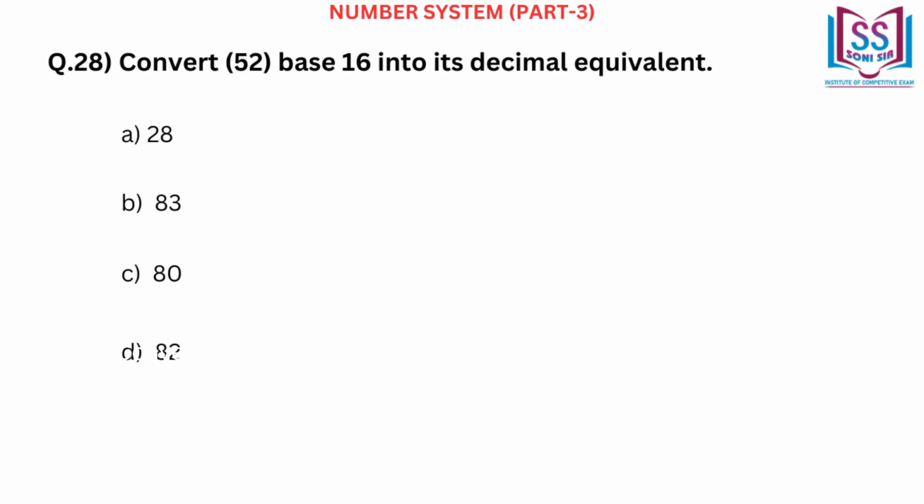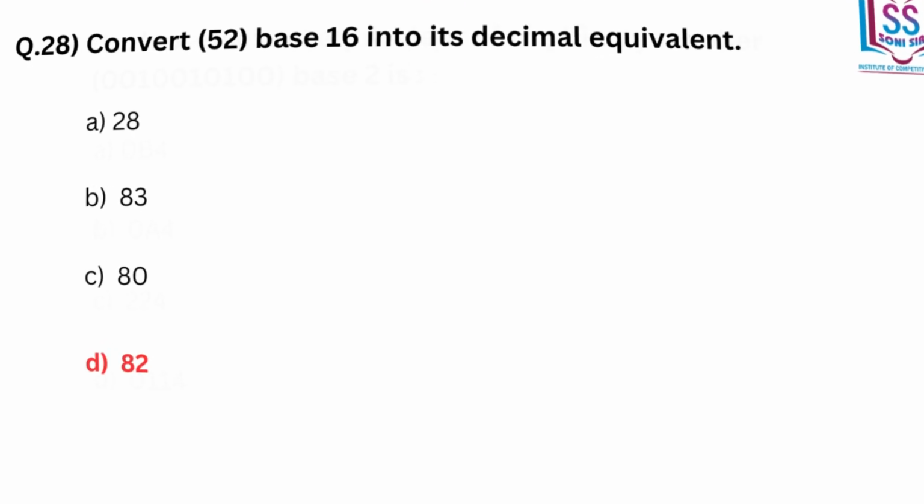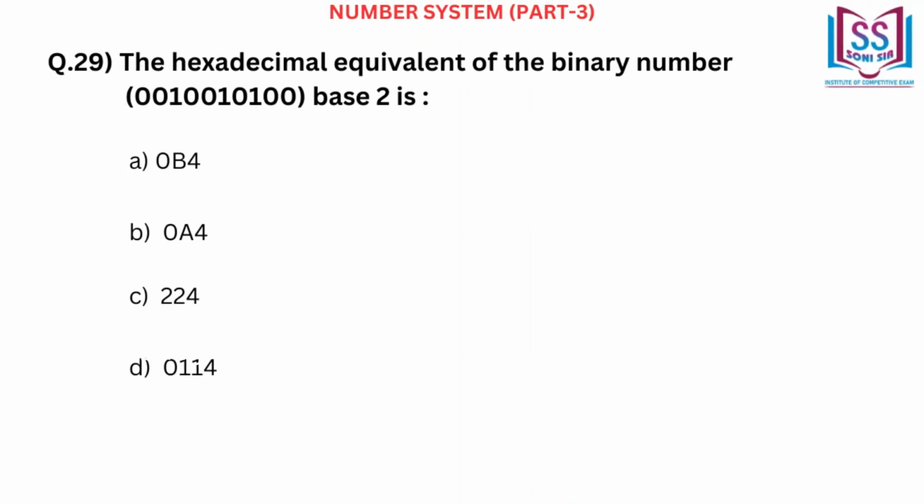Convert 52 base 16 into its decimal equivalent. A 28, B 83, C 80, D 82. Correct answer D 82. The hexadecimal equivalent of the binary number 0010010100 base 2 is A 0B4, B 0A4, C 224, D 0114. Correct answer C 224.